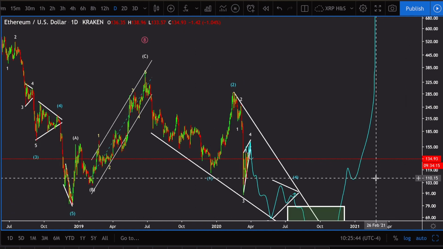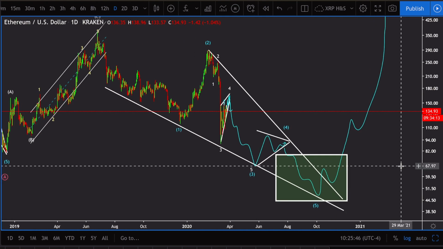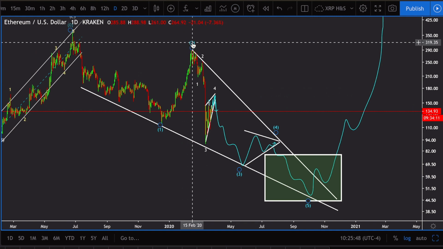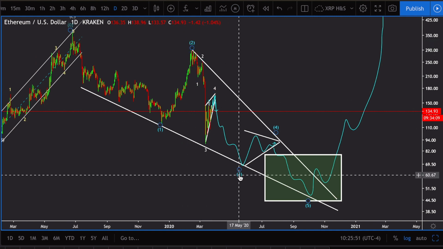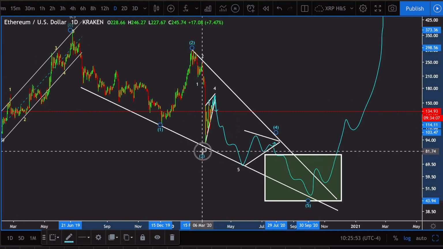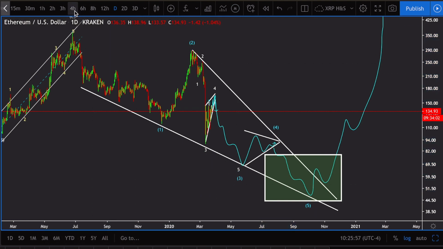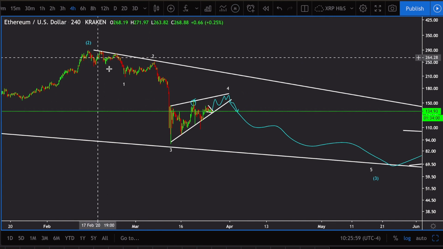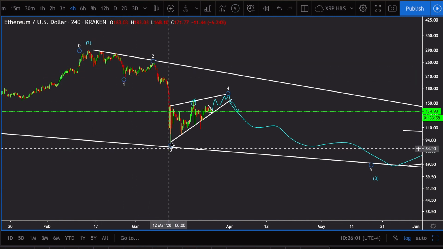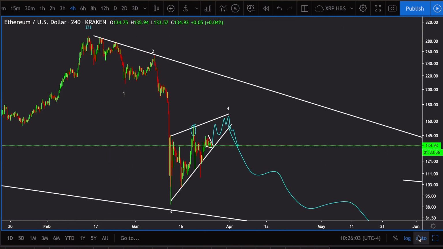And with that being said, I think we're still in the blue waves. We're still working on this third wave being complete. I don't think it's complete right here, although it could be. I think that we have a little more to go. And with that being said, if we zoom in, you can see we have wave 1, 2, 3, and I think we're working on 4 right now.